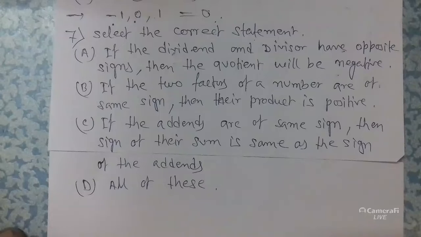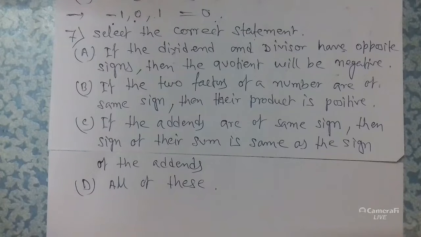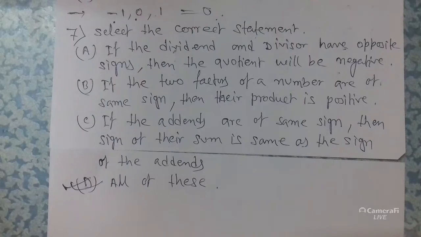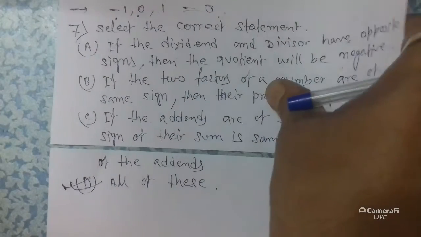Option C: if the addends are of same sign, then sign of their sum is same as the sign of the addends. Obviously, if both are negative, then negative plus negative is negative, and if both are positive, then positive plus positive is positive. So option C is also correct. So that means all the options are correct, and all of these will be the correct answer.